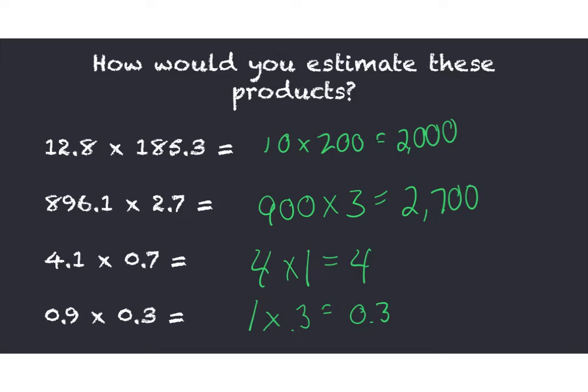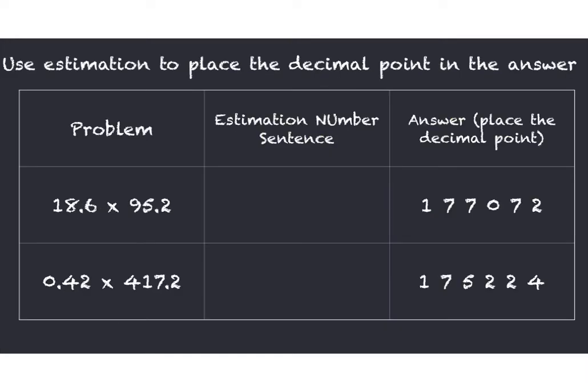Now I'm going to show you how to take your estimated product and use that to help you know where to place the decimal in your multiplication answer, in your product. So on this page, I want us to use estimation to place the decimal point in the answer. If you'll take a look on this side over here, I have a multiplication problem. And over here, I have the answer. However, you'll notice that there is no decimal point placed in this answer. So what we need to do is figure out where to put the decimal. And that's where estimation comes into play here, all right?